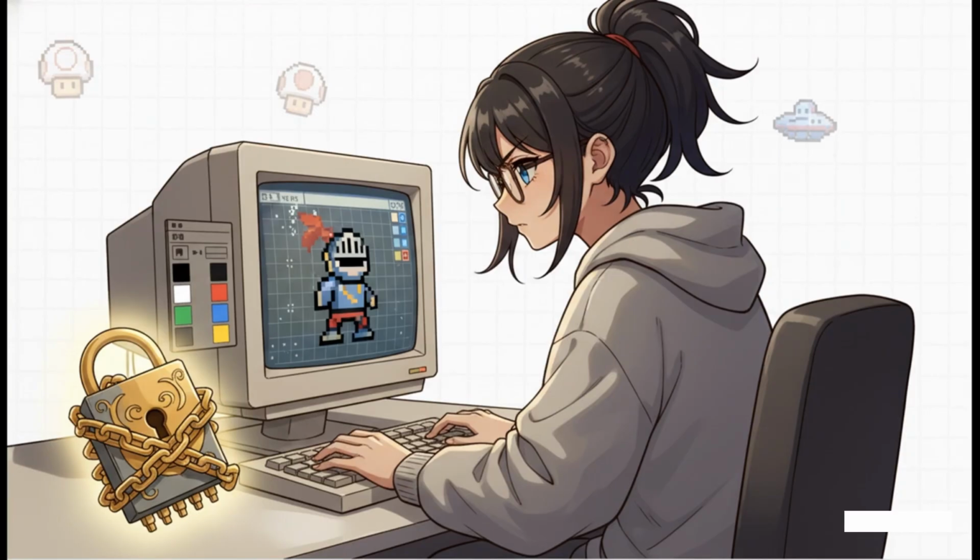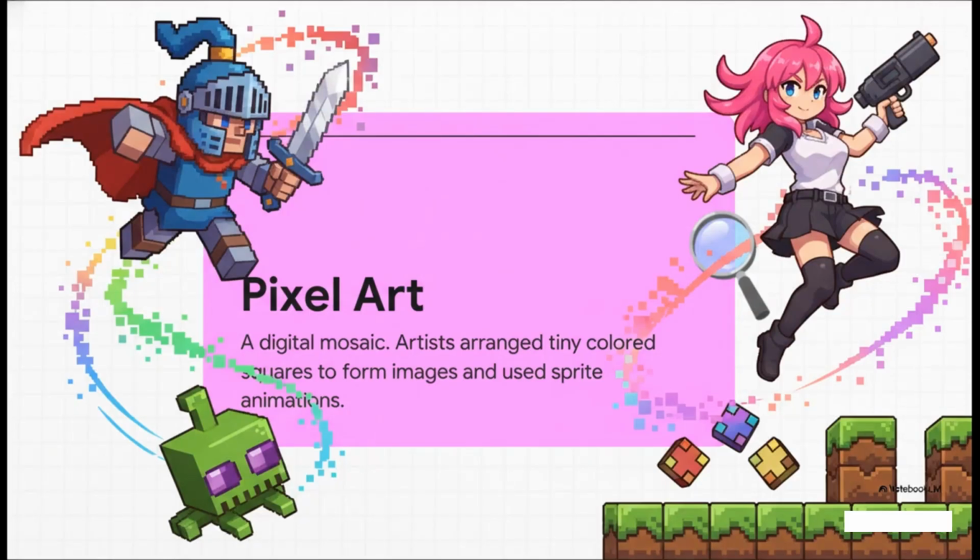So, put yourself in the shoes of a game developer in the 80s. You've got this huge idea for an epic adventure, but your toolbox is tiny. Memory is super precious, and your color palette is literally smaller than a kid's starter pack of crayons. So how do you create characters that people will still be talking about decades later? The solution was just genius, pixel art.